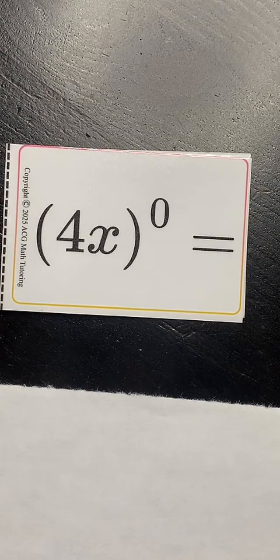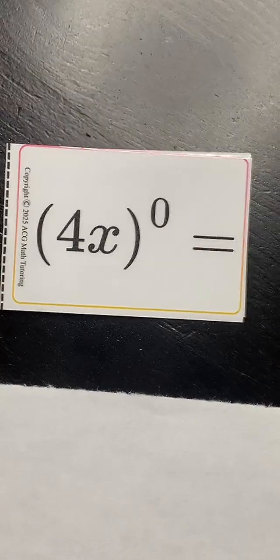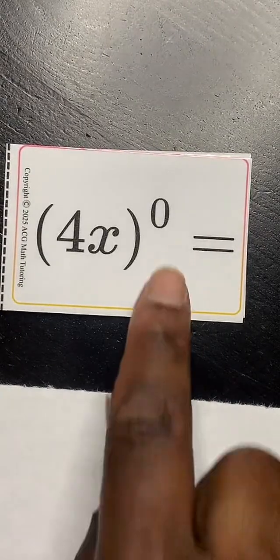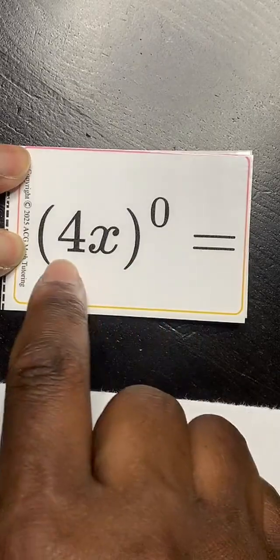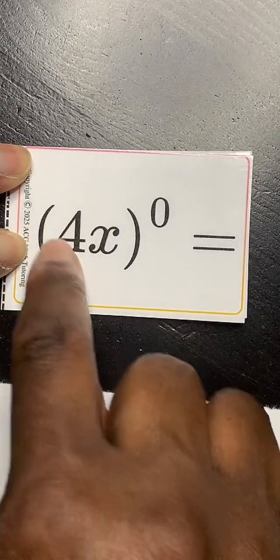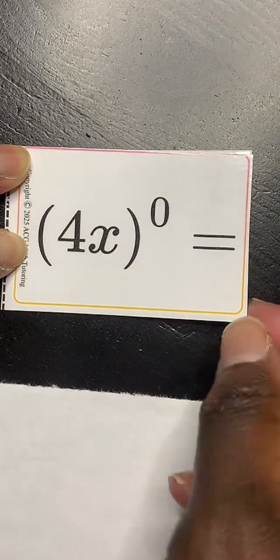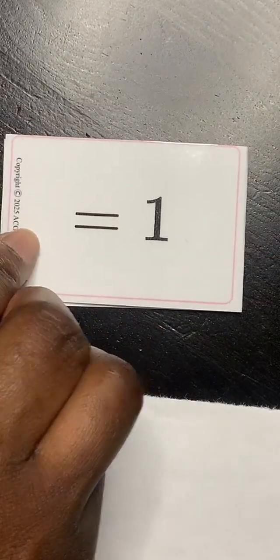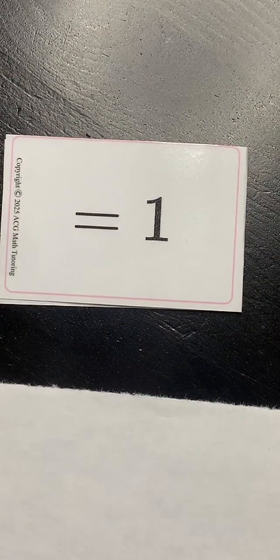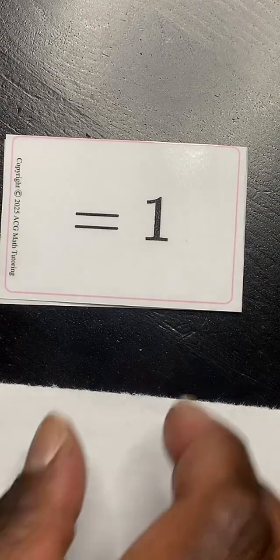All right, so we got our 1s. Here is the big reveal: anything raised to the 0 power. Notice the whole expression here is inside of a parenthesis. So that means everything inside of here is being raised to the 0 power, and it equals 1. Anything raised to the 0 power gives you 1. So it's 1, it's 1, it's 1.